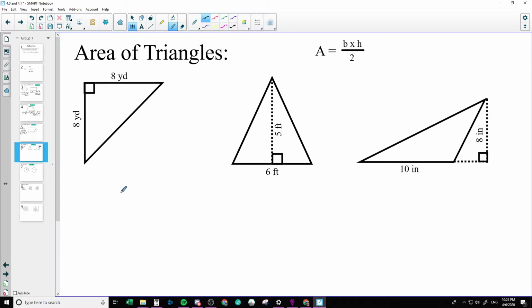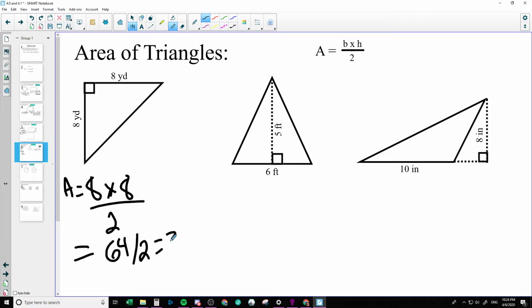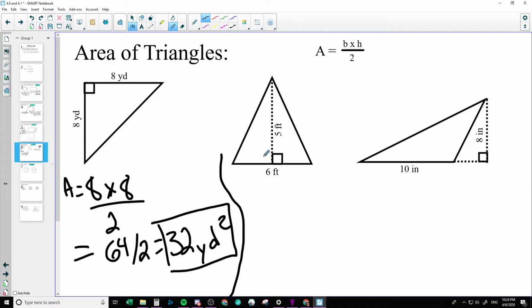Let's practice that with these triangles here. So area equals base, so 8, times height, 8, divided by 2. So this is going to equal 8 times 8, which is 64, divided by 2, which is 32 square yards. And that's the answer for this question here. Let's take a look at this next triangle. Again, area equals base times height divided by 2. So equals 6 times 5 divided by 2. 6 times 5 is 30, divided by 2 is 15 square feet.